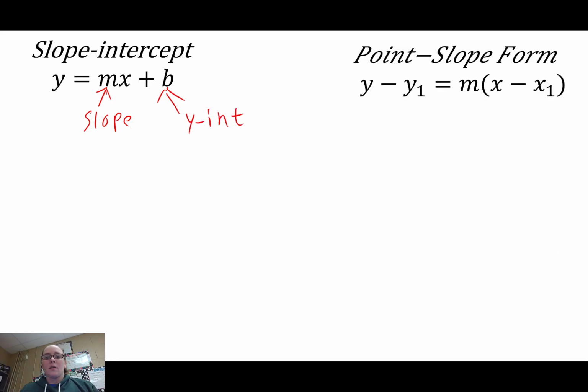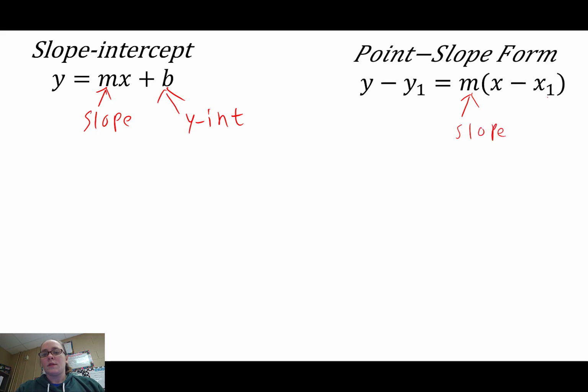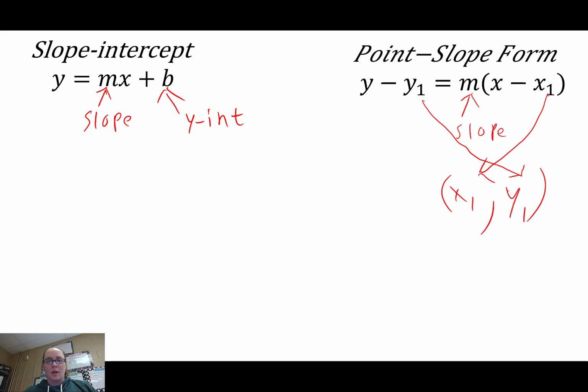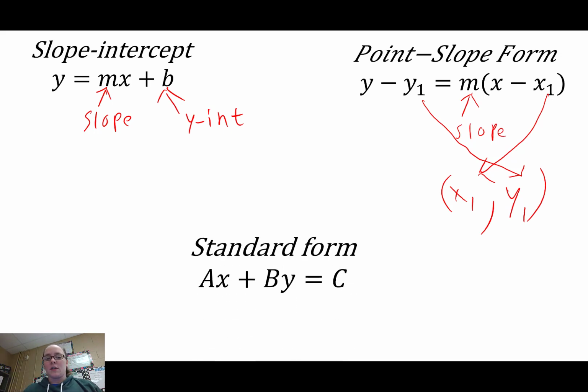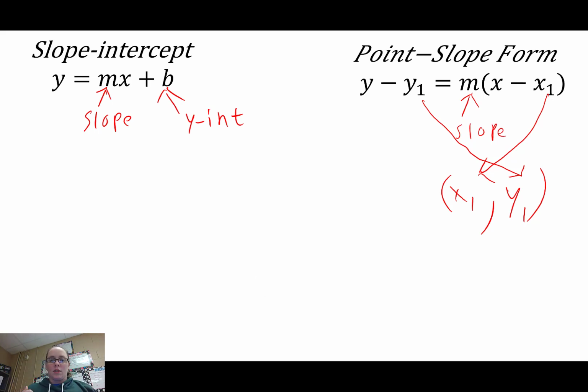Okay, so remember the other form we've talked about is point-slope form. Again, where m is my slope, and x1 and y1 are a point on my line. We have a third form that we haven't spent a whole lot of time talking about, but we have touched on briefly, which is standard form. But we won't be actually writing to that form.